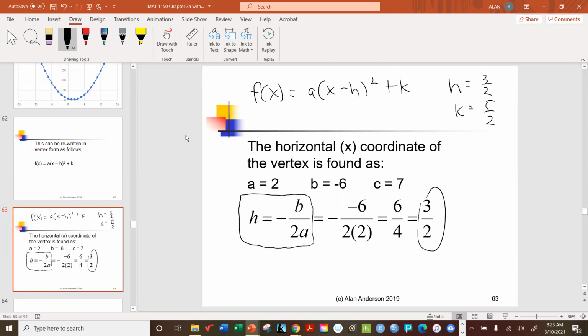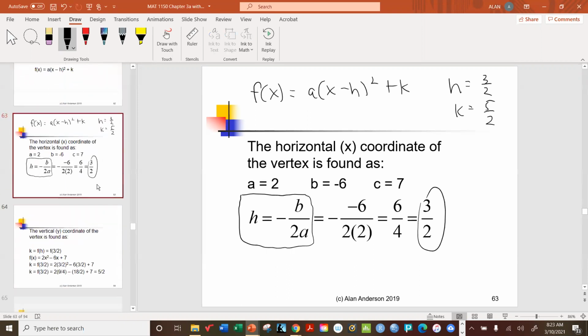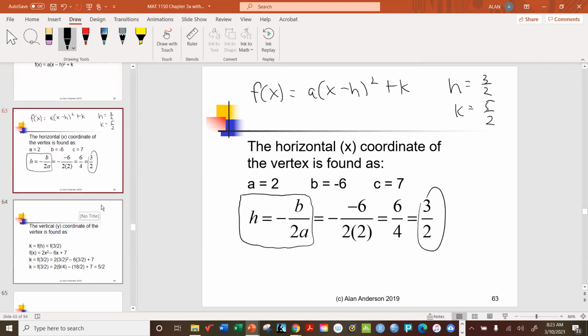All right, well, let's see. Now we have this information. We can actually plug 3 halves in here and reason it out algebraically. Okay, so how would that work? Okay, you ready? Let's check it out.